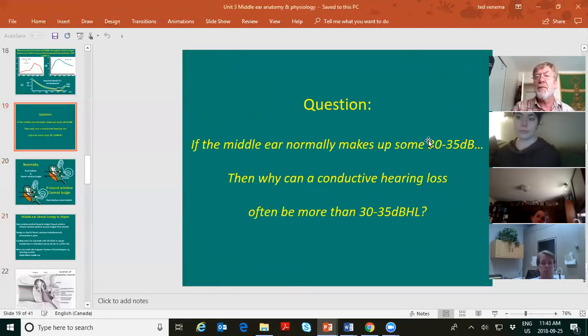This slide here, and that question. You know why I say that? You're going to get a lot of audiologists graduating from university with their AUD degrees, and a lot of them can't answer that question. If you ask them, yeah, so I learned in school in anatomy class that the middle ear kind of adds about 30 to 35 decibels. They'll go, yep, that's right. Well, then how come a conductive hearing loss can be more than that? And you're going to watch them go, I'll get back to you.